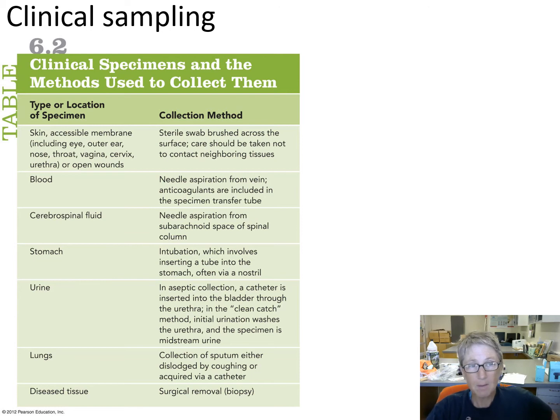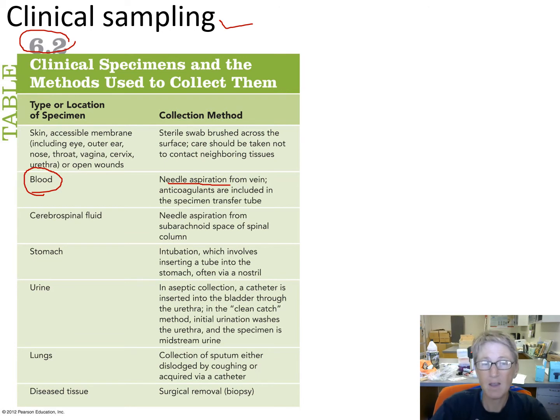Clinical sampling. This is a table from your book, Clinical Specimens and the Methods Used to Collect Them. You probably already know this one. The type of specimen, blood, you use a needle aspiration from a vein. You take blood from a vein. In the transfer tube that you put the blood in, you have to have anticoagulants in there so the blood doesn't coagulate.